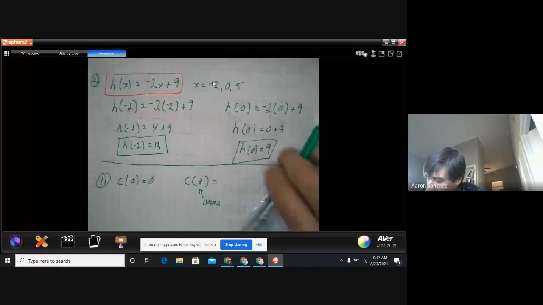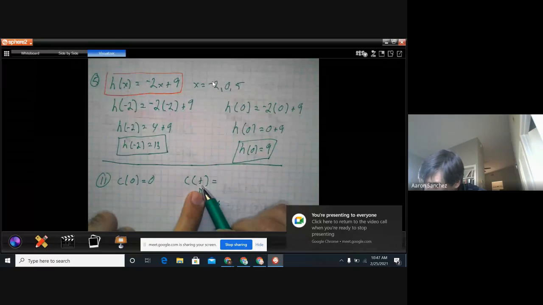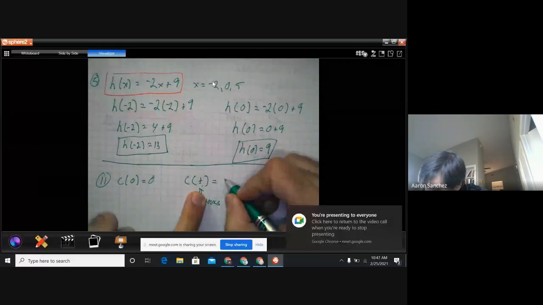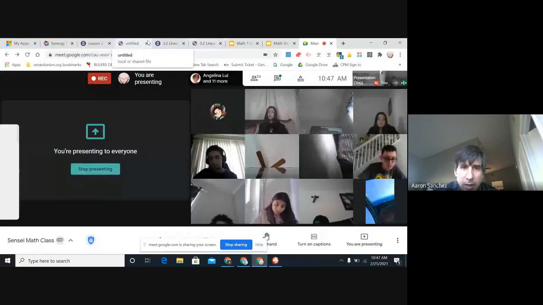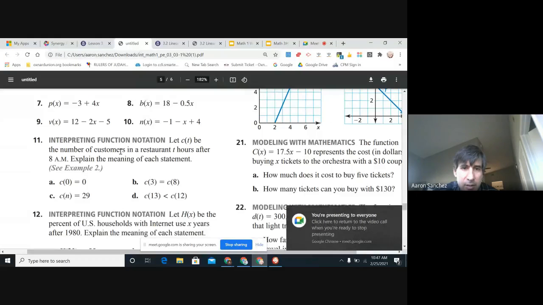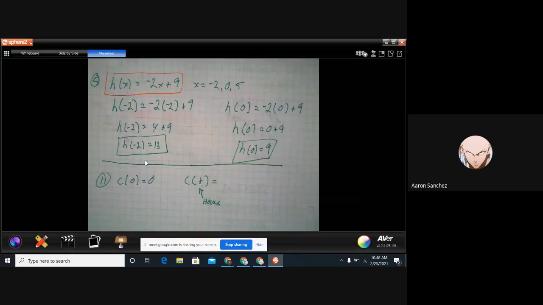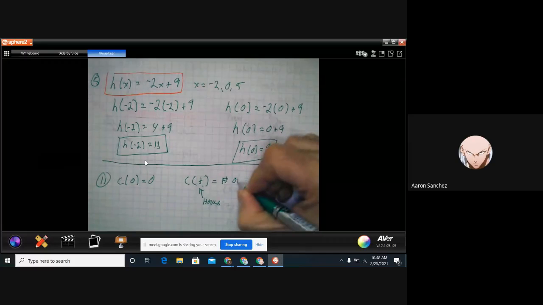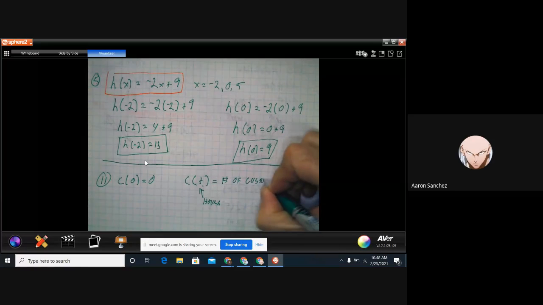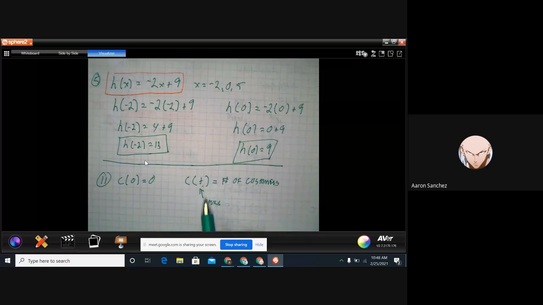So if you look at this here, as time goes on, that'll tell us the customers that we have. How do they have this written out? After we solve that, we can get the number of customers. At a certain time, like when the restaurant has been open for 2 hours, you can get a certain amount of customers after 4 hours.